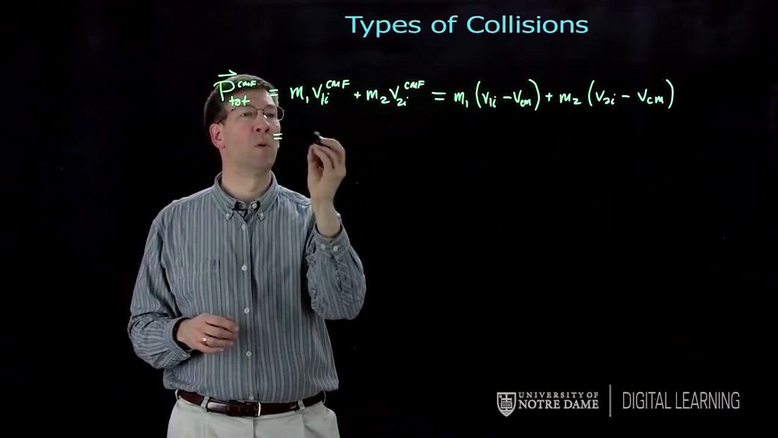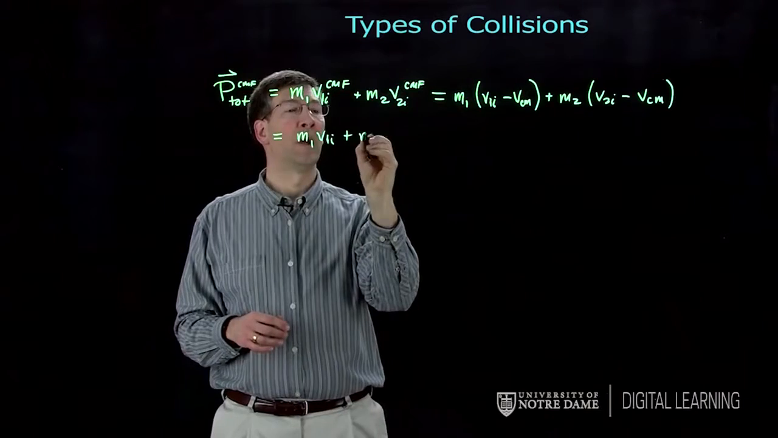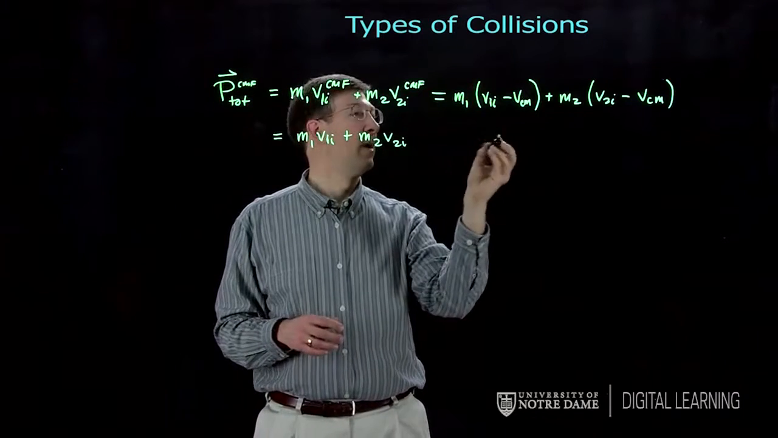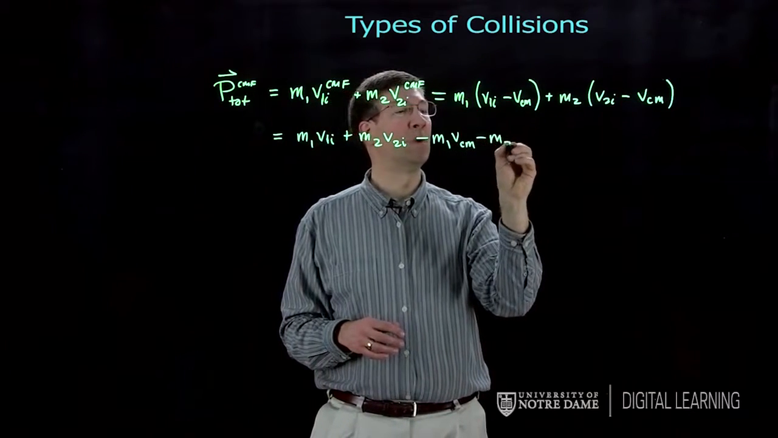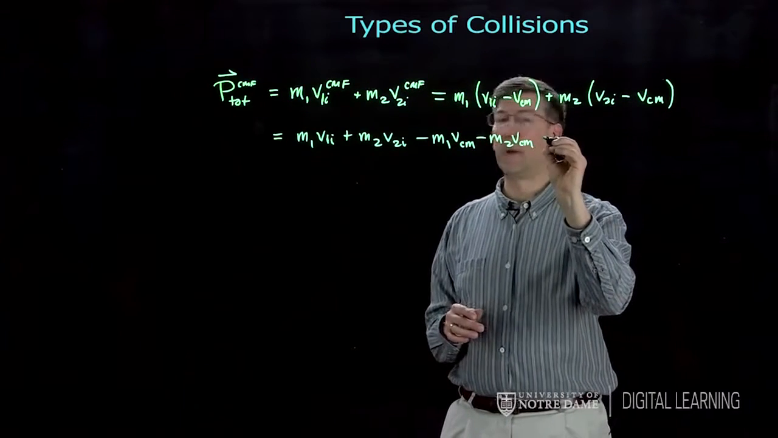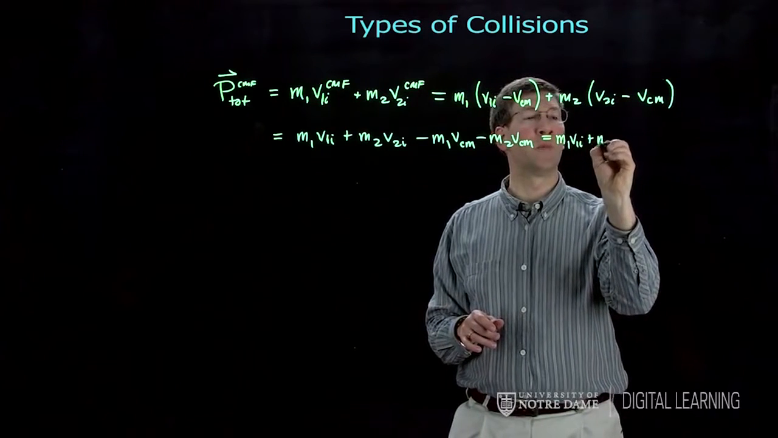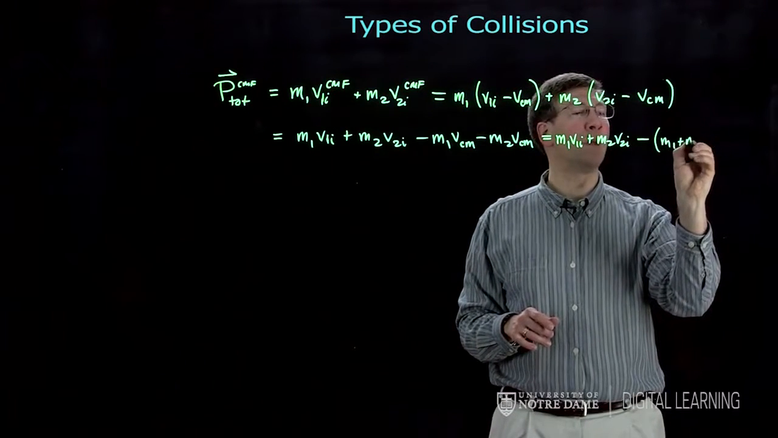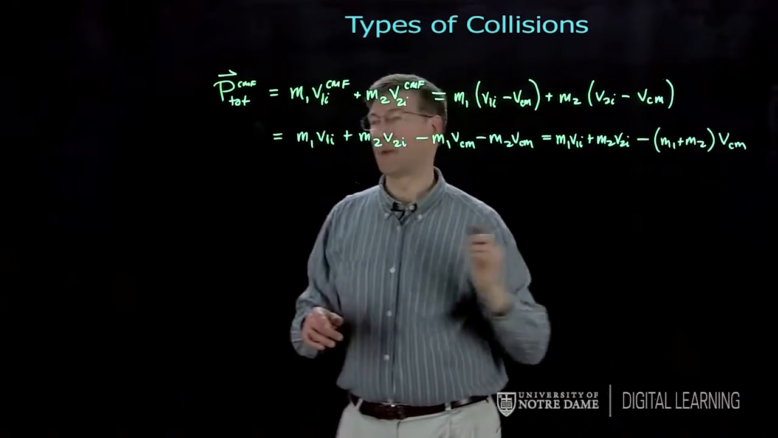So this is equal to m1 v1 initial plus m2 v2 initial. These are both in the lab frame. And then I have minus m1 v center of mass minus m2 v center of mass. And so we can write this out as, let me collect this term here, m1 v1 initial plus m2 v2 initial minus m1 plus m2 times the velocity of the center of mass. So let's copy this down here and expand the sum.